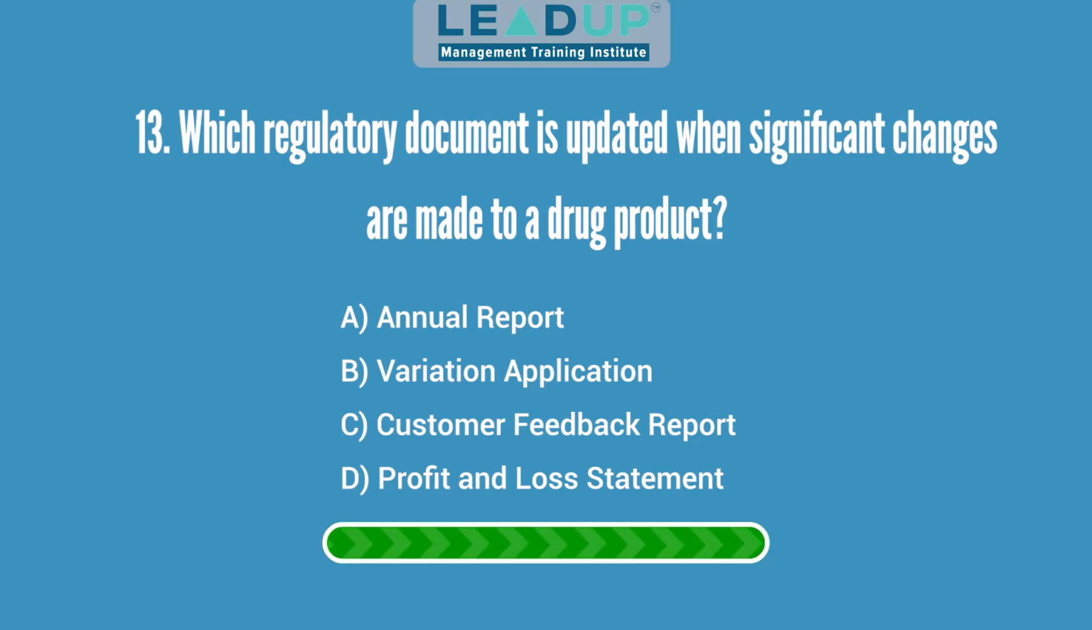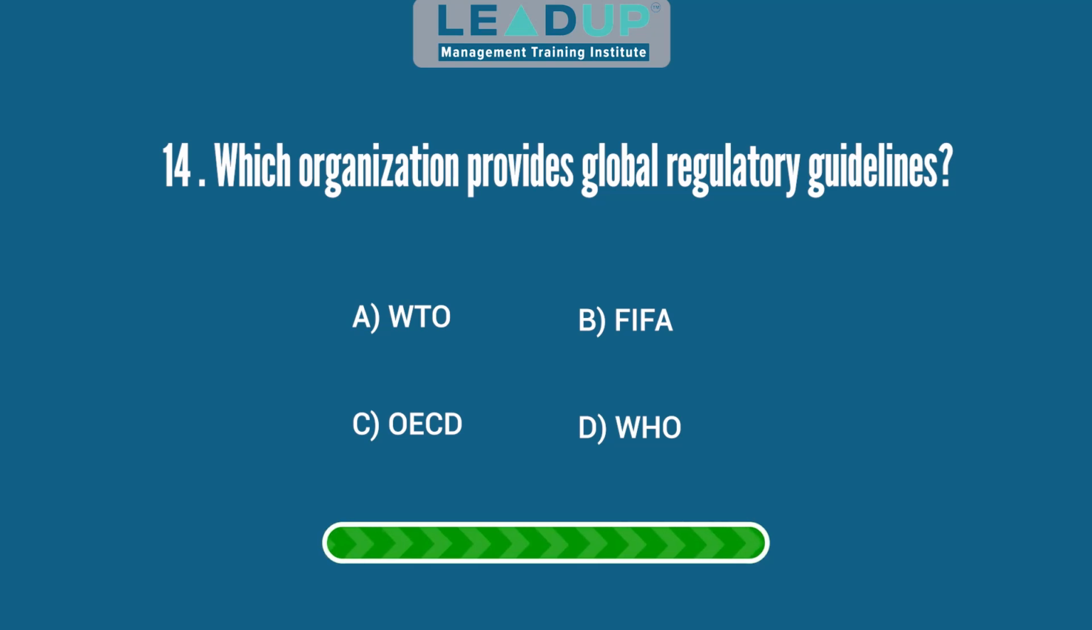Question 13. Which regulatory document is updated when significant changes are made to a drug product? A. Annual report. B. Variation application. C. Customer feedback report. And D. Profit and loss statement. Answer: variation application. Question 14.